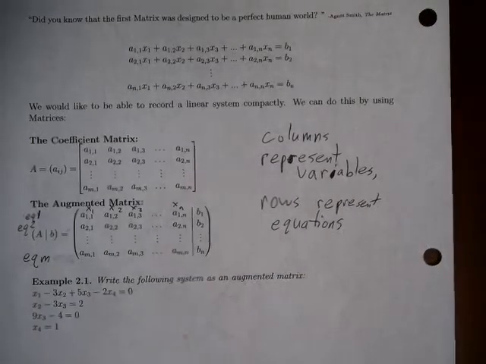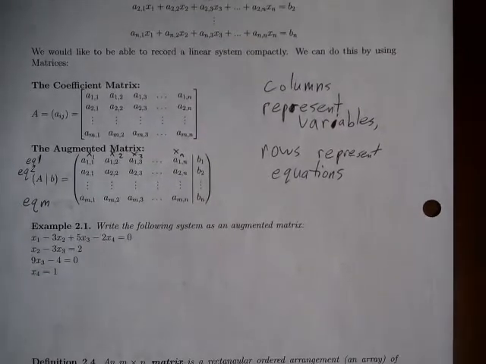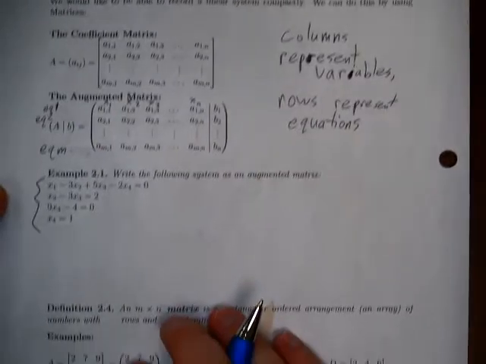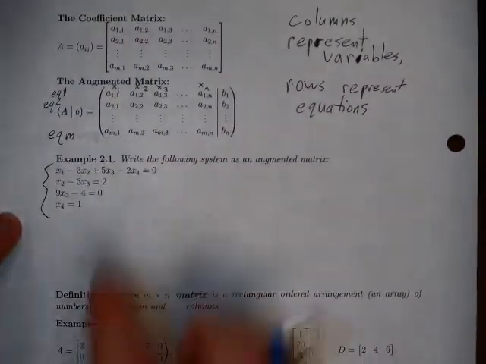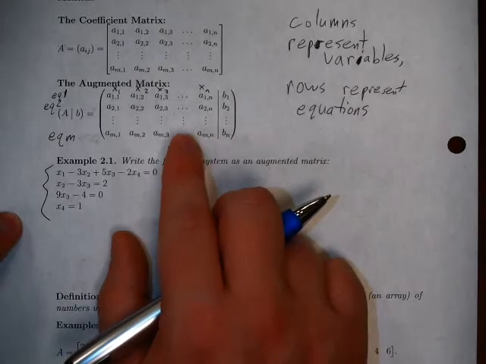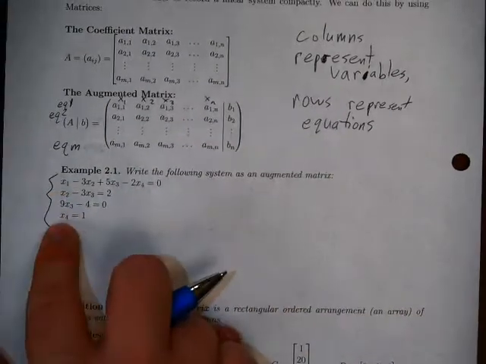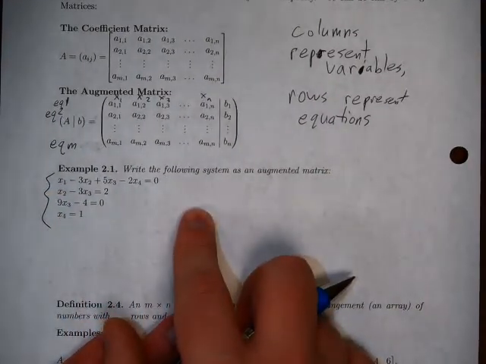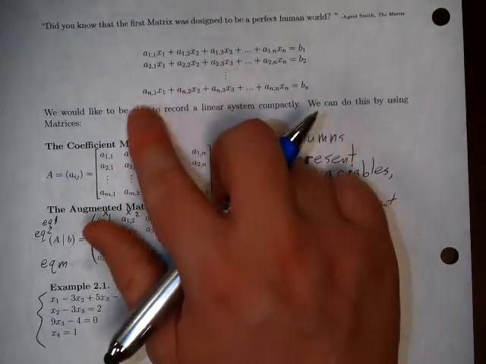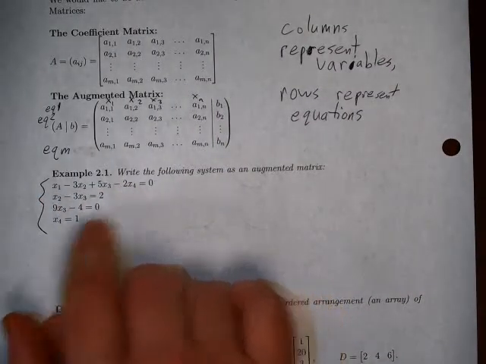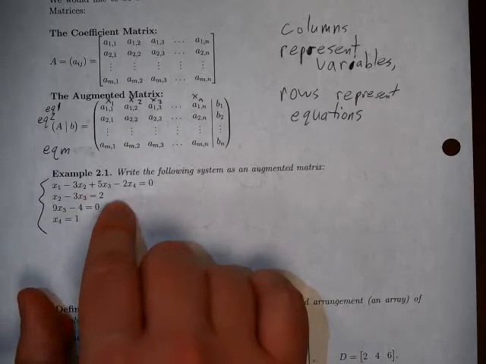Alright, so let's go through a couple of examples then of writing a system as an augmented matrix. We're going to take a look at this system here, and we want to turn it into an augmented matrix like this. The first thing we need to do is check that this system has all the variables on the left and all the constants on the right. So we check here, all of these terms in the first equation have their variables on the left, so that's good. Here our variables are on the left, constants on the right.